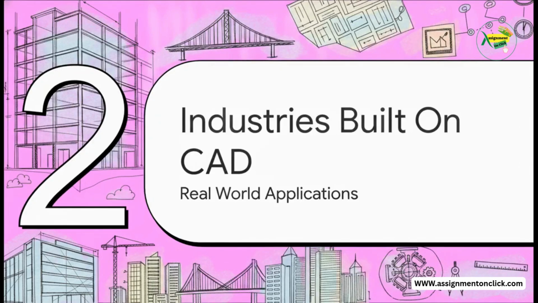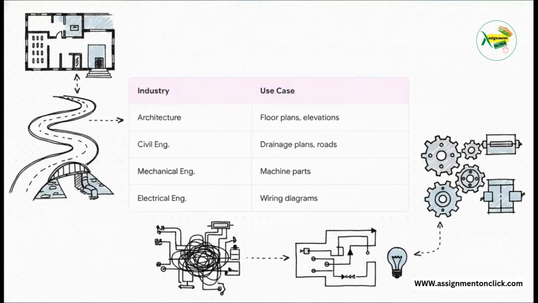Okay, let's move on and see how this builds in Section 2, Industries Built on AutoCAD. AutoCAD really acts as the universal language across virtually all technical fields. I mean, architects rely on it for clear floor plans and elevations. Civil engineers use it to map out huge infrastructure projects like drainage plans and roads. Over in mechanical engineering, they're using it to draft incredibly precise machine parts. And electrical engineers, they're drafting complex wiring diagrams and circuit layouts. Really, no matter the discipline, AutoCAD is the standard translation tool for turning an idea into physical reality.